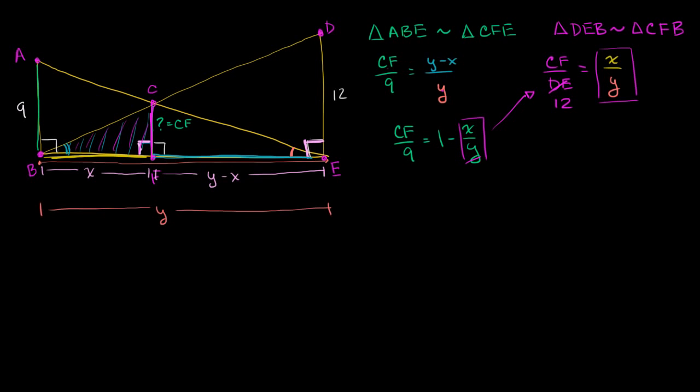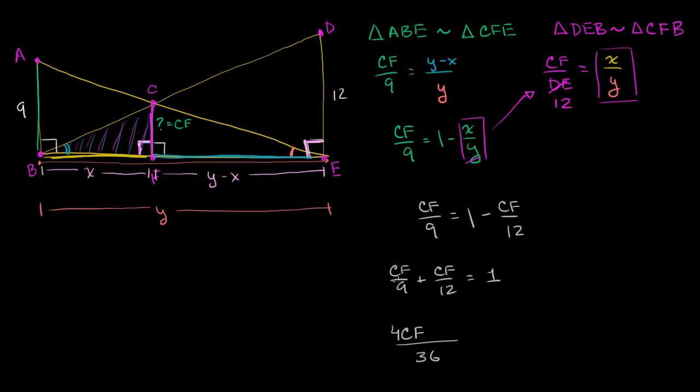So then we get, and this is the home stretch here, CF, which is what we care about, CF over 9 is equal to 1 minus CF over 12. And now we have one equation with one unknown, and we should be able to solve this. So we can add CF over 12 to both sides. So you have CF over 9 plus CF over 12 is equal to 1. We just have to find a common denominator here, and I think 36 will do the trick. So 9 times 4 is 36. If you multiply 9 times 4, you have to multiply CF times 4. So you have 4 CF.